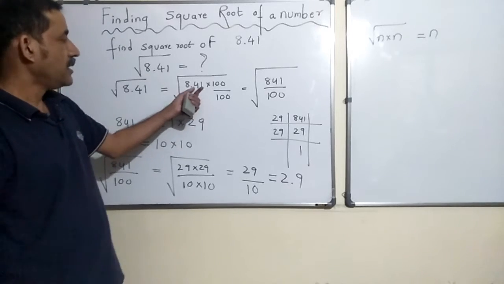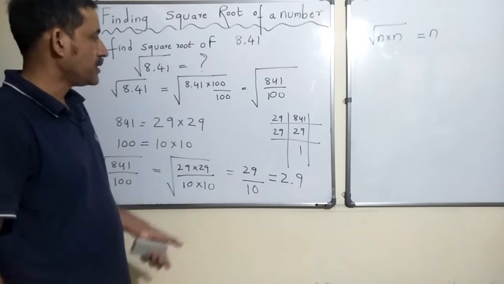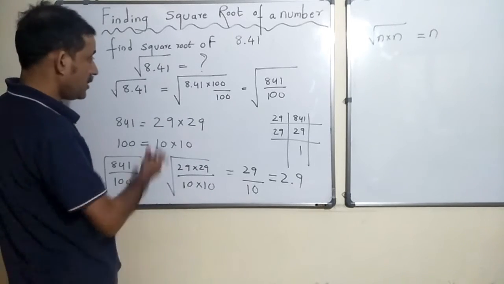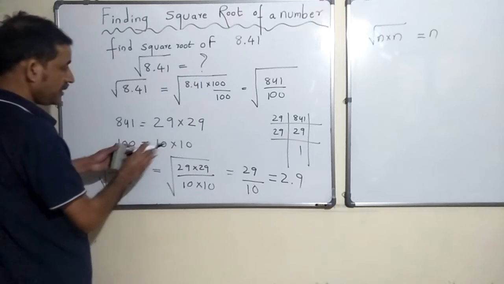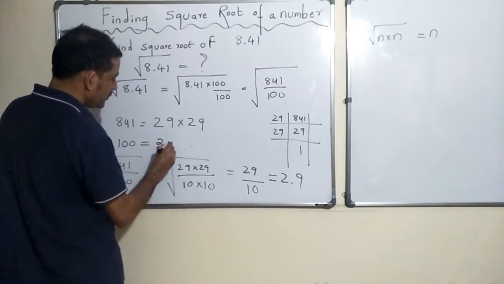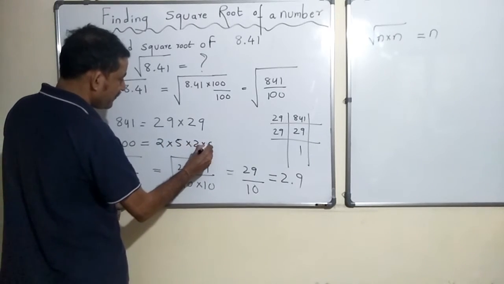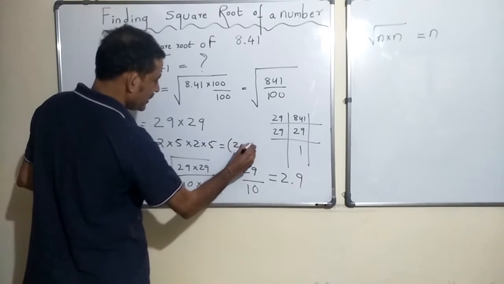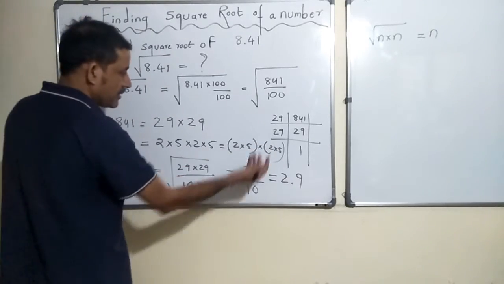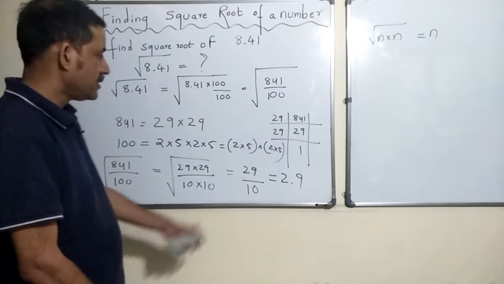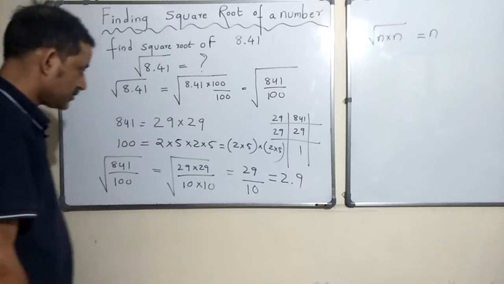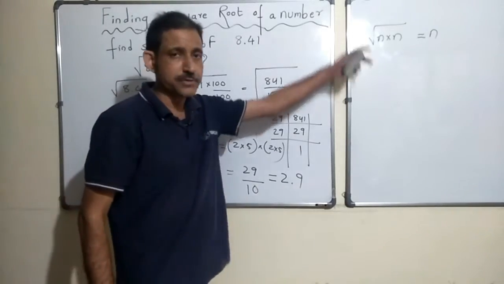So we simplified, removed the decimal point in the numerator, and found the prime factors of both numerator and denominator. In this case 10 is not a prime factor, but I can always do it as it is. So 2 into 5 into 2 into 5 is nothing but 10 into 10. That's the way I straight away wrote it. So 2 and 5 are prime factors. All right, that's good. So the answer is 2.9. I hope this is also clear.